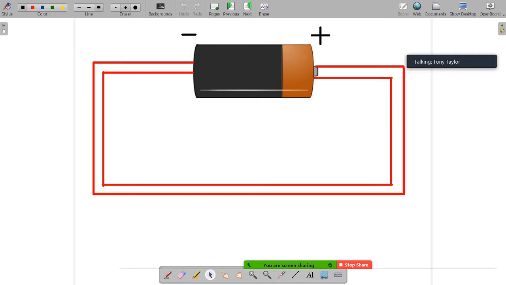There's going to be a flow of electrons from the negative end toward the positive end. Why do electrons flow away from the negative end? Well, because like charges repel each other. Why do electrons flow toward the positive end? That's easy, because opposite charges attract each other. So the negative charges on the electrons are attracted to the positive end of the battery, and that's what creates the flow in the circuit.